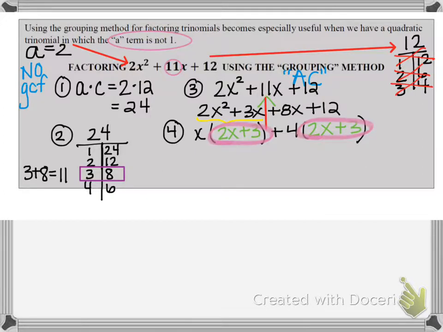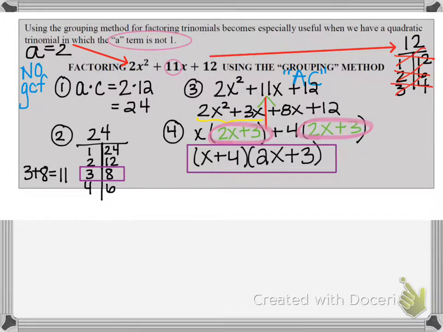And remember, what did I say? This is when you do your happy dance. We do our happy dance because our binomials match. That means we're on the right track. We're going to solve this correctly. So I'm ready for my final answer. I take my x plus 4 to form one binomial, and then I take my matching 2x plus 3 to form the second binomial, and now I have my factored version, x plus 4 times 2x plus 3.